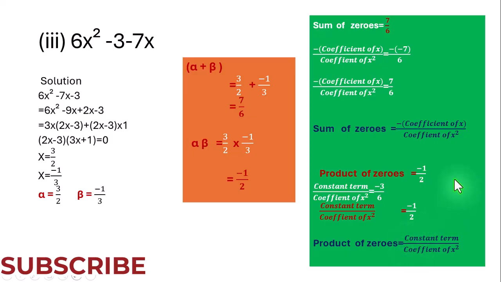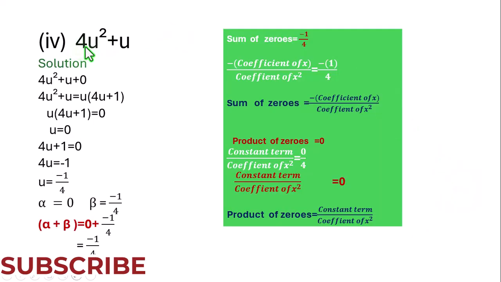Here the relationship is verified. Fourth question, 4u square plus u. Solution: 4u square plus u. In a quadratic polynomial 3 terms are there, here only 2 terms; the third term is 0. 4u square plus u. Take u as a common, u into 4u plus 1 is equal to 0. So u is equal to 0 and 4u plus 1 is equal to 0, 4u is equal to minus 1, u is equal to minus 1 upon 4.